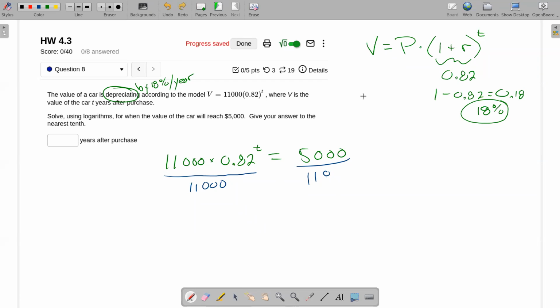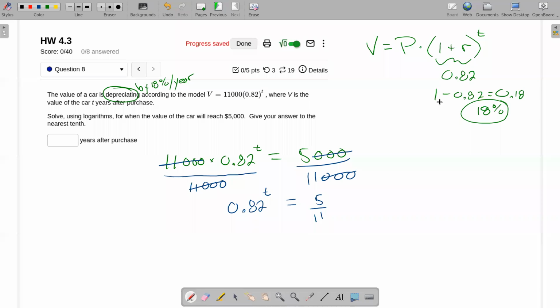Where do those 8s keep coming from? I'm stacking my zeros instead of writing them next to each other. There we go. A number divided by itself is 1, leaving just the 0.82 to the t behind. On the other side, the least I can do here is reduce, divide by 1,000 top and bottom, and call it 5/11ths. If I make this a decimal, it's going to be a funky decimal, and so I'd have to round it. So I'm just going to leave it as a fraction.